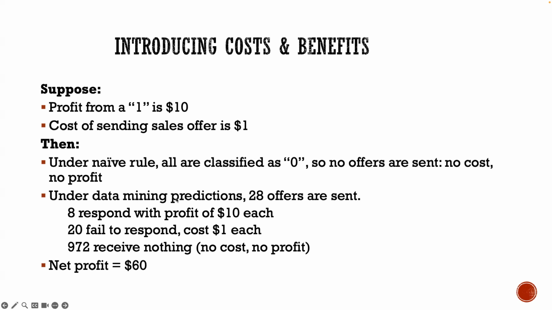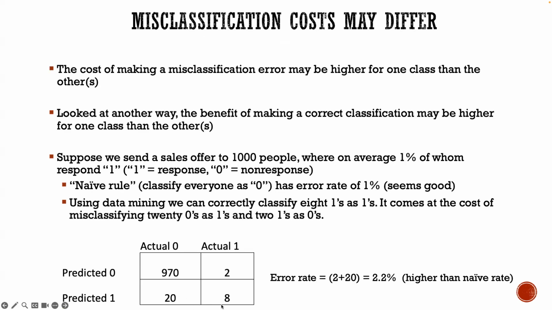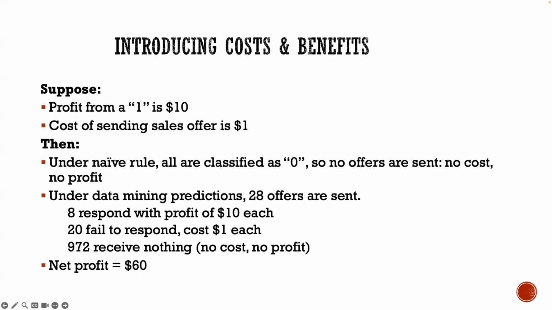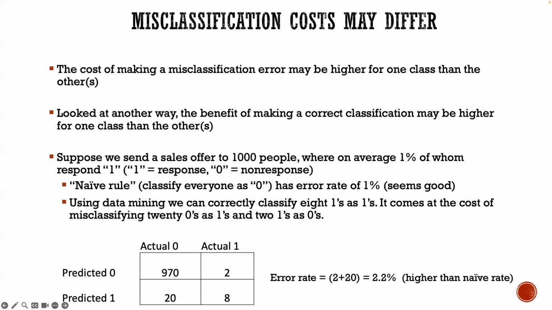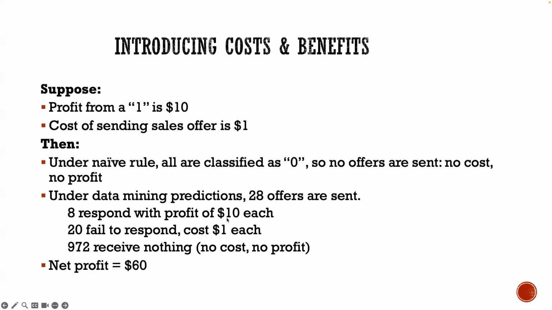But suppose we go with the data mining prediction and we send 28 offers based on the model, because if you notice here, there are 28 of them we predicted as going to be one. Out of them, 20 were incorrectly classified, but 8 were correctly classified. So we will send it to these 28 people who we classified through the data mining model. And we send these sales offers to them. And these 8, which we correctly classified, will respond and accept our sales offer at $10 each. So $80 we get there.